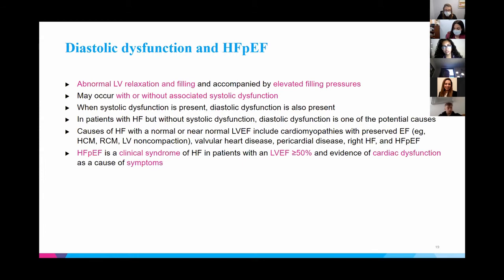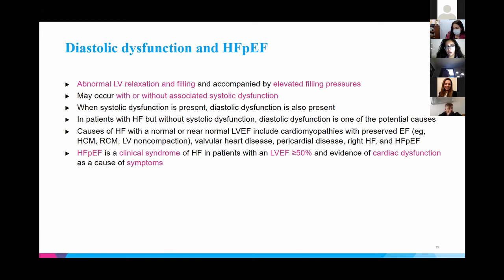So now we're going to shift gears a little bit and talk about diastolic dysfunction and heart failure with preserved ejection fraction. So diastolic dysfunction is essentially abnormal LV relaxation and filling that's accompanied by elevated filling pressures. So this can occur with or without associated systolic dysfunction. So when you have systolic dysfunction, diastolic dysfunction is essentially always present. However, in patients that have symptoms of heart failure, but they don't have systolic dysfunction, then diastolic dysfunction is one of the potential causes of their symptoms.